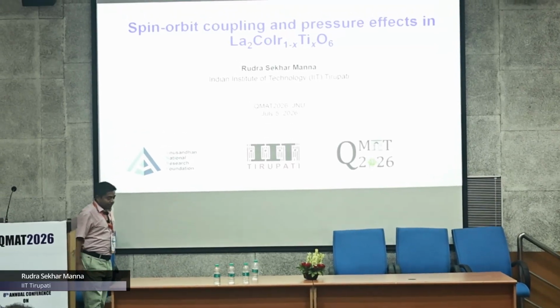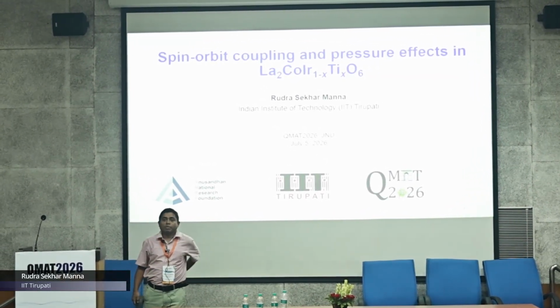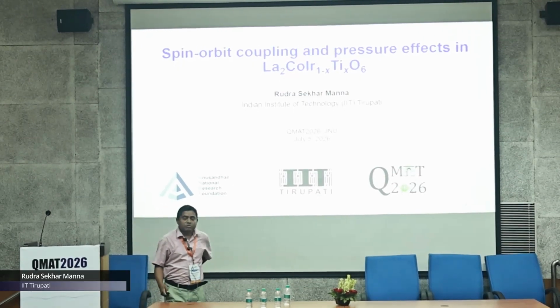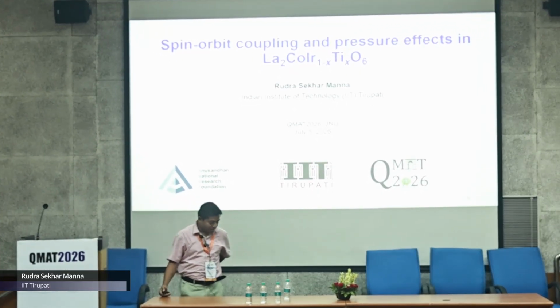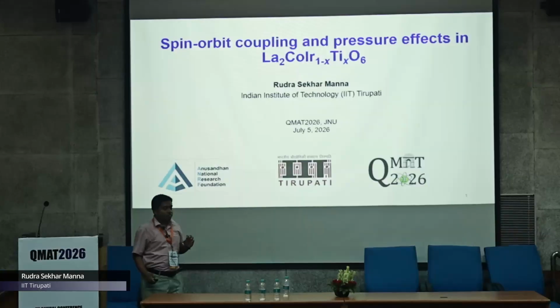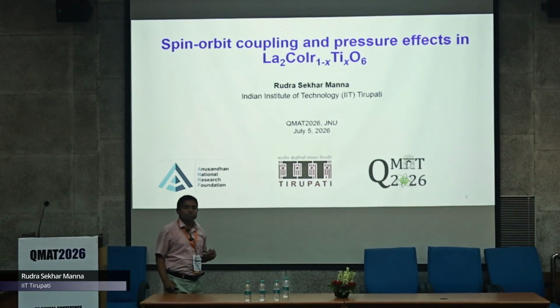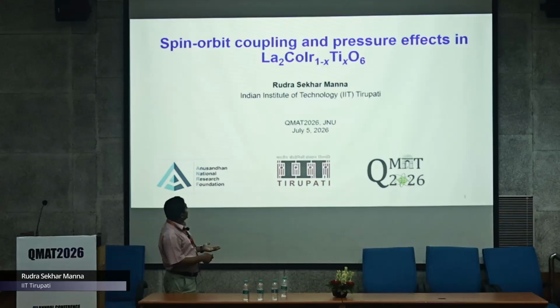So let me talk about a system which is named double perovskites. Perovskites usually have an interesting structure, and one can tune various properties. Here basically we try to tune the spin-orbit coupling. Also we can see the pressure effect, the chemical pressure effect and physical pressure effect in some systems.